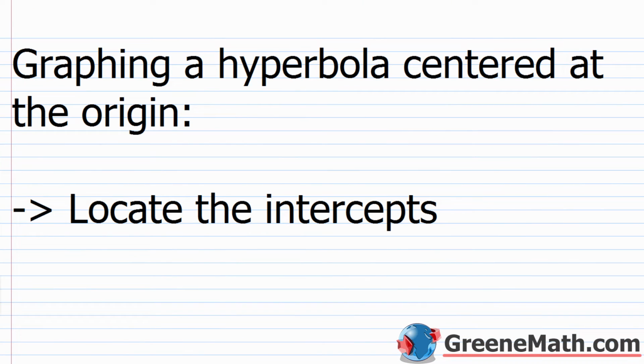Now, for today, we're just going to look at graphing a hyperbola that's centered at the origin. The first thing you need to do is locate the intercepts. If you have a horizontal hyperbola, you will have x-intercepts and no y-intercepts. If you have a vertical hyperbola, you will have y-intercepts and no x-intercepts. And when we get to a problem, I'll show you why that's the case.